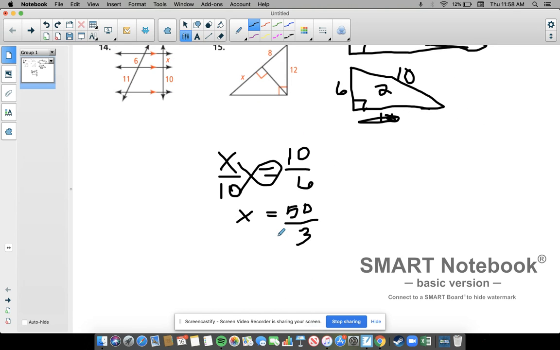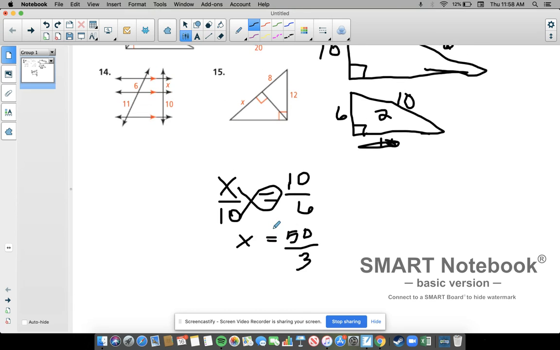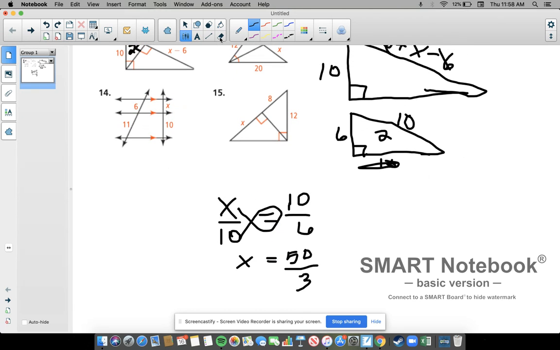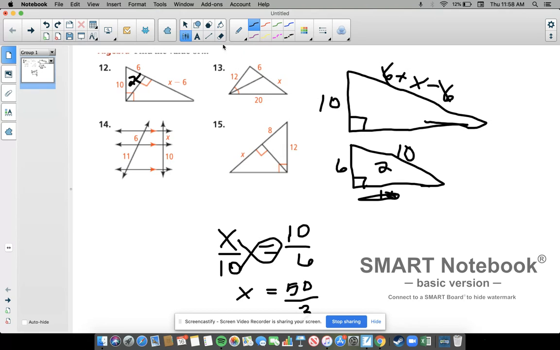Okay, 15 comes out a lot nicer. So 15, we can do the same thing. Make sure to pause this if you need it, because I'm actually going to erase all this so I can have all my information in one spot.